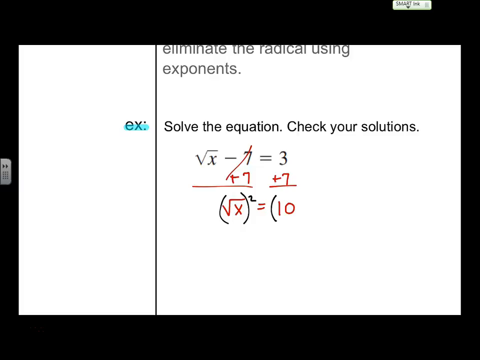So if I square the left, yeah, in algebra, if you do something to one side, you've got to do it to the other. Is this going to work out? Yeah. x equals 100, because those are going to cancel. x equals 100.